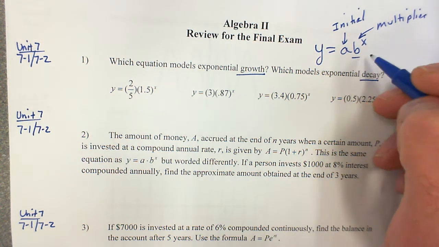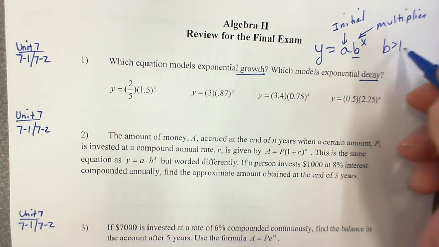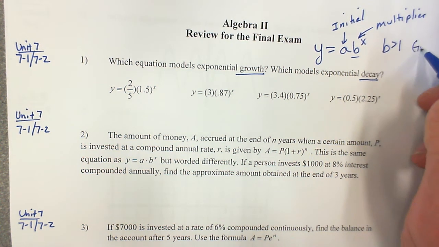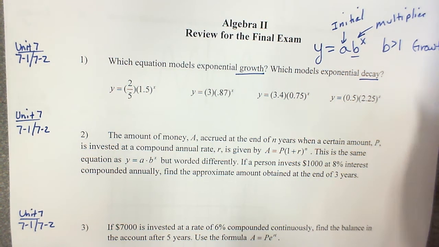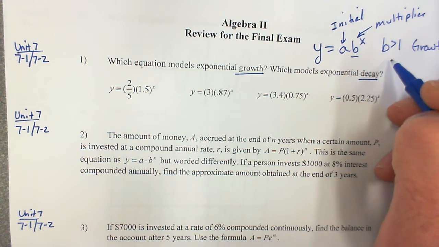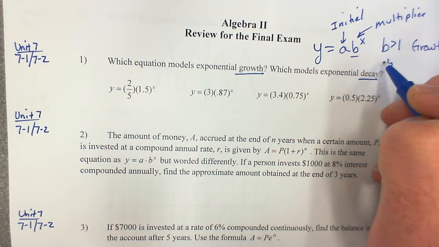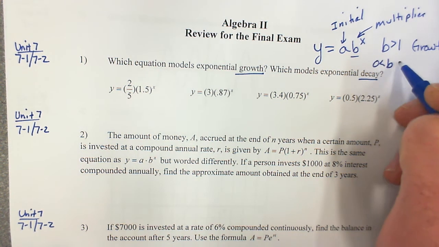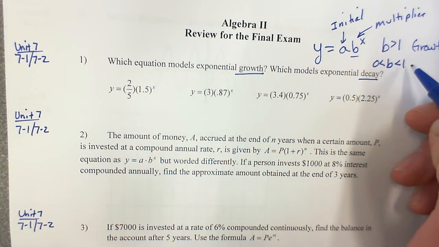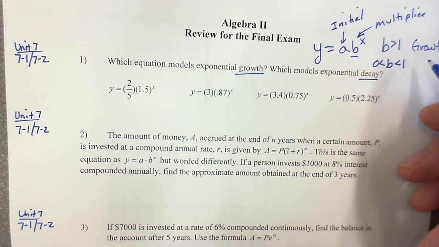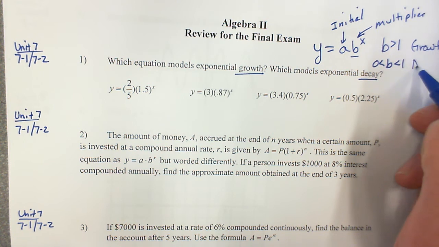If you're multiplying by a b value where b is greater than 1, it's going to get bigger, because if you multiply something by a number bigger than 1, such as 2, when you multiply it by 2, the number gets bigger. If your b value is greater than 0 but less than 1, so that would be like a decimal or a fraction between 0 and 1, like a half, a third, a fourth, that's going to decay.